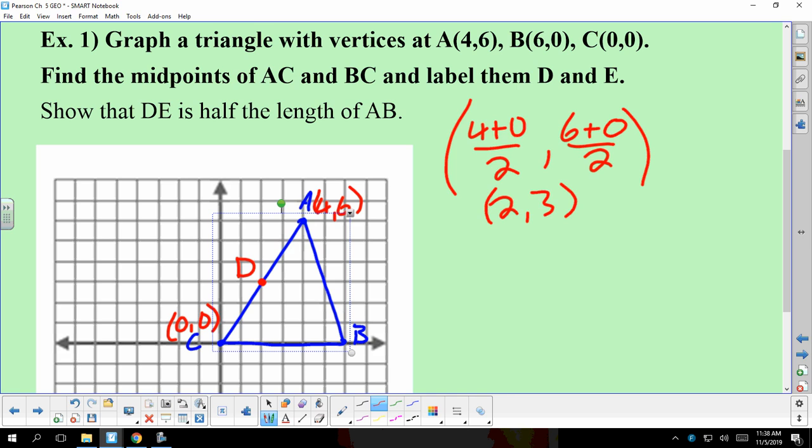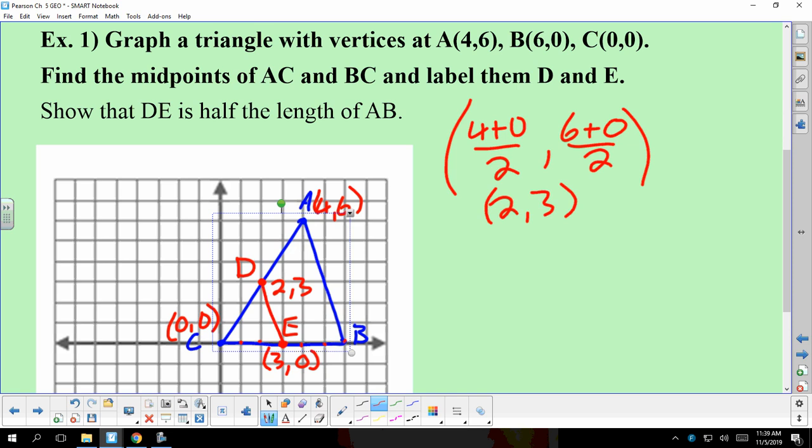Next, I want to find the midpoint of BC, this bottom one. This is a little bit easier, right? I can just find the length. So 1, 2, 3, 4, 5, 6. Half of 6 is 3, so I go over 1, 2, 3. There's the midpoint of BC. That midpoint is 3, 0, and we're going to label that point E. And point D was 2, 3. And this is a mid-segment.